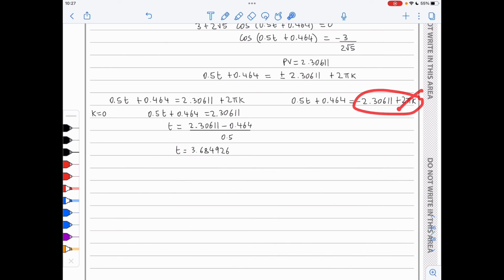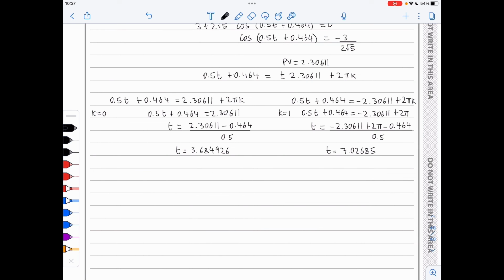And for this equation here, I will put k as 1 to make the right hand side positive. If I go with k is 0, I will end up with a negative value for t. So setting k to be 1, we get 0.5t plus 0.464 is negative 2.30611 plus 2 pi, which means that t is negative 2.30611 plus 2 pi minus 0.464 and all of it over 0.5, which gives an answer of 7.02685.